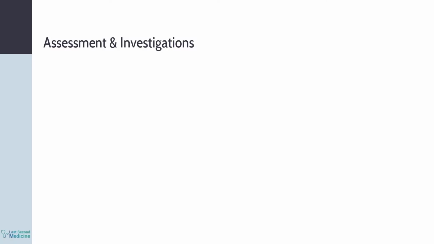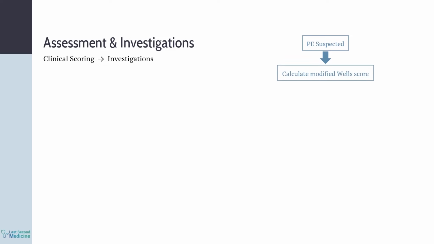Diagnosis of PE is improved by adopting a stepwise approach. This is done by doing an objective probability score with subsequent investigations. If the patient is hemodynamically stable, calculate the probability score of PE. Many scoring systems exist, and one of the most frequently used is modified Wells criteria.